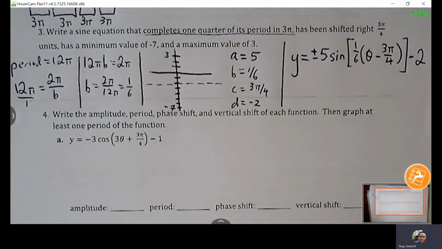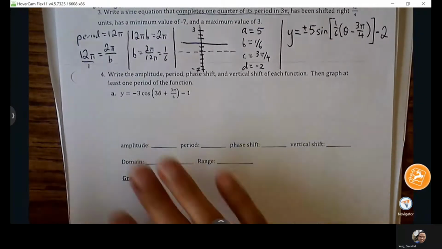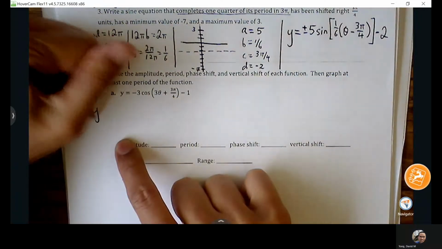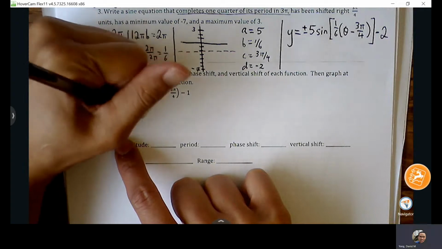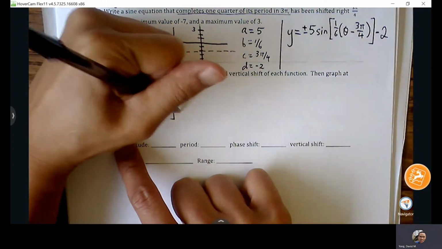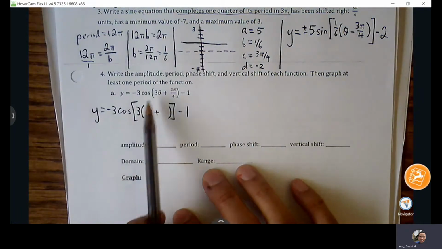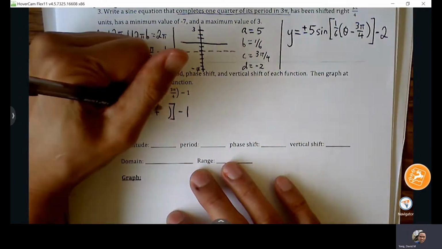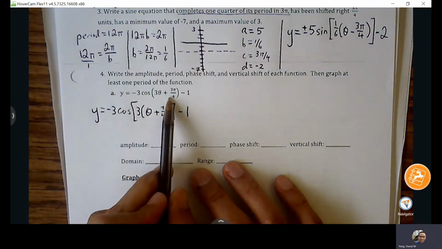Okay, number 4 is more straightforward. We've been practicing through these problems a lot, right? Just gathering all the information and then graphing it. But we got to rewrite this, right? This is not in the correct form. Okay, we have to ask ourselves 3 times what will give me 3 pi over 4? Just pi over 4, right? 3 times pi over 4 gives us 3 pi over 4. We know that works.